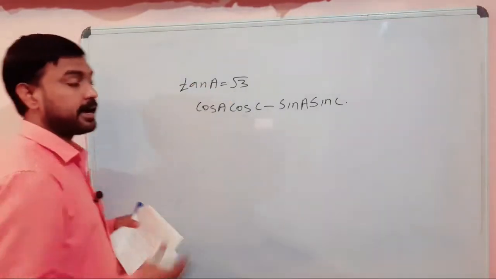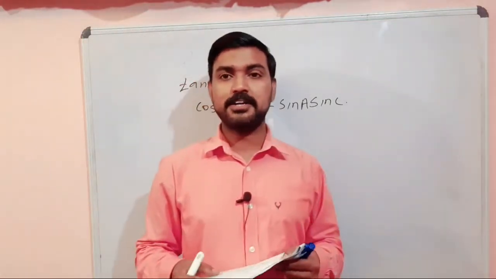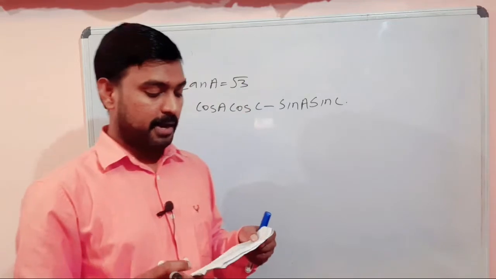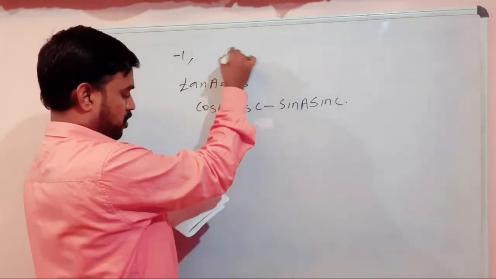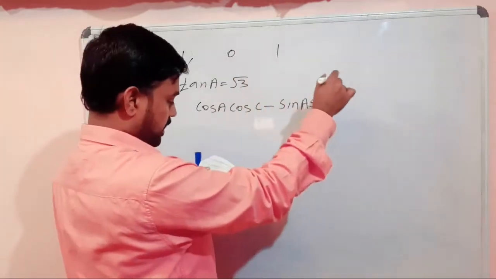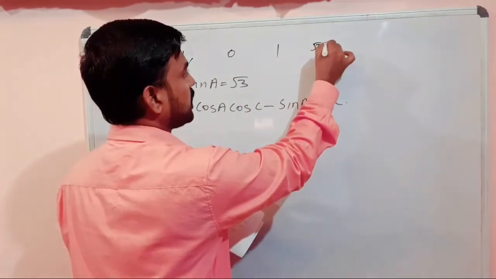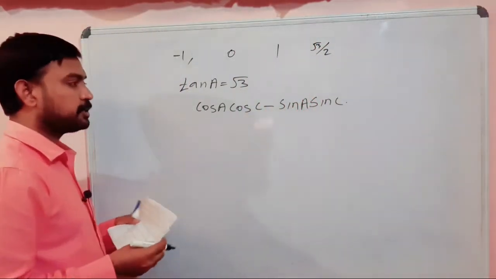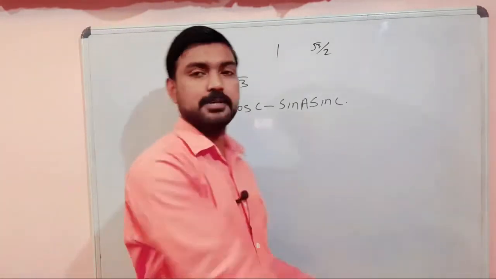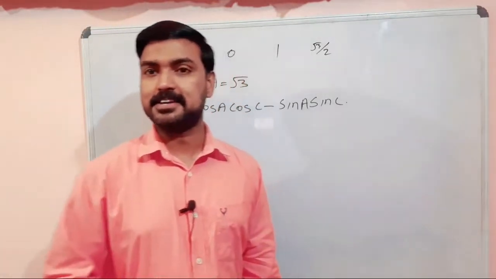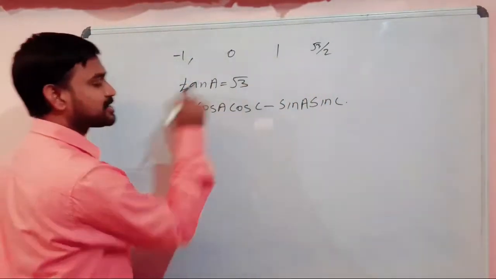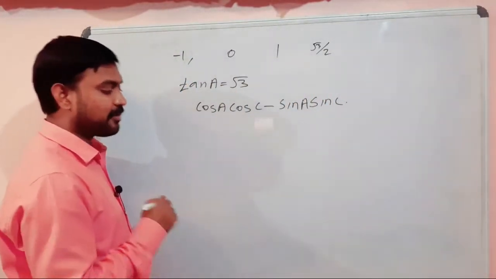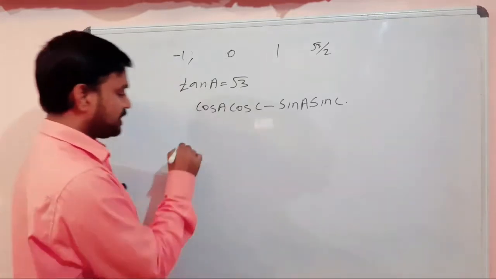It is given that tan A is equal to root 3. So my dear students, the options are: option A minus 1, option B 0, option C 1, and option D root 3 by 2. We can try to find the value of cos A cos C minus sin A sin C. It's very easy. Just try to understand what tan A is equal to root 3 tells us, and find the values of sin and cos.